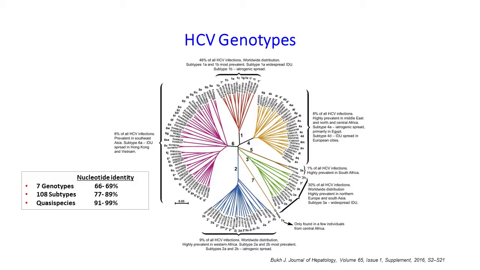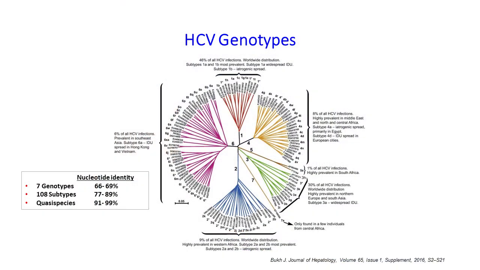The 7 genotypes are classified on the basis of phylogenetic analysis of whole genomes, with 108 subtypes recognized, defined by less than 15% genetic differentiation. Subtypes 1A, 1B, 2A, and 3 are widely distributed across the globe and account for a large proportion of HCV infections in high-income countries, up to 80% of the circulating genotypes. These are so-called epidemic subtypes.